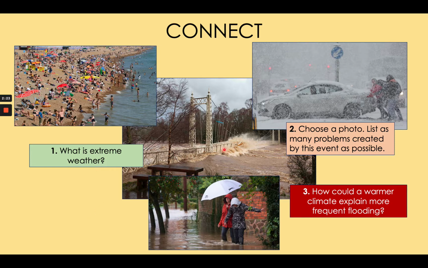2, depends on which photo you chose, but I'll give you some ideas. You may have said that this heat wave here might cause heat stroke or dehydration. It might cause railways to buckle, meaning transport's more difficult. This one, a snowstorm, might make, again, transport more difficult. It might cause hypothermia, people being too cold. Icy roads might, again, cause accidents on the road.